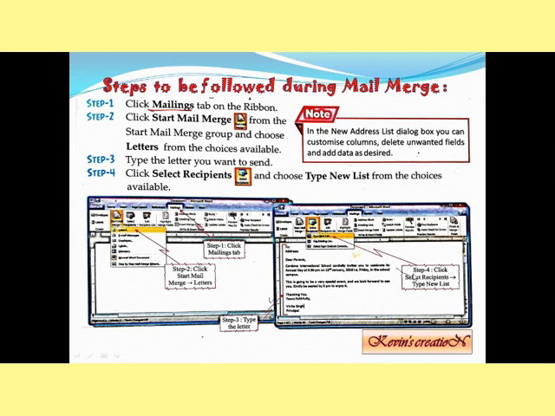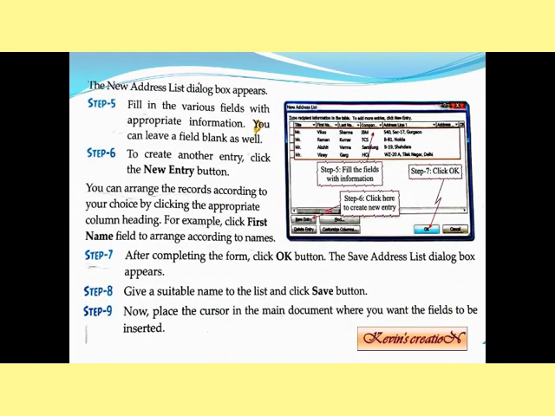Then we select the recipients. So this is step 4, click select recipients. Here click select recipients and then type new list. From the choices, here we have 3 choices. From here we are selecting type new list. So a new dialog box appears. Here you can see a new address list dialog box appears. So this is the one.